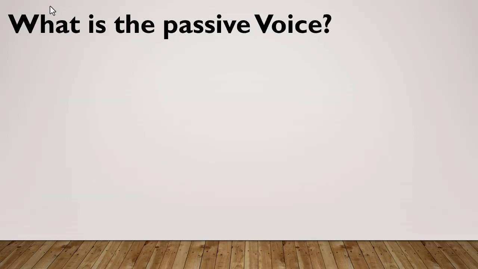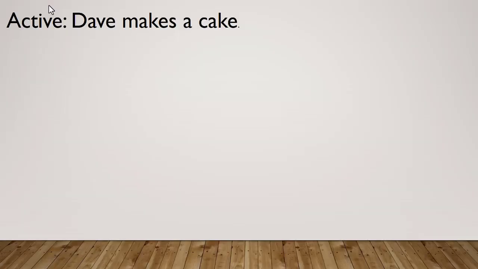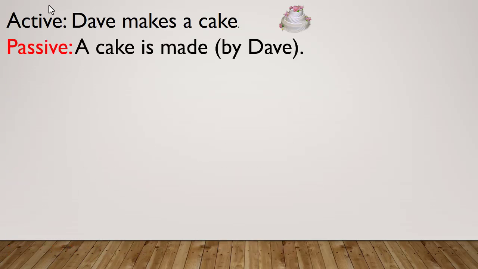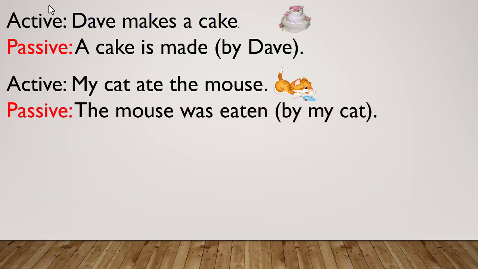What is the passive voice? The passive voice is the opposite of the active voice. For example, active: Dave makes a cake. Passive: a cake is made by Dave. Active: my cat ate the mouse. Passive: the mouse was eaten by my cat.